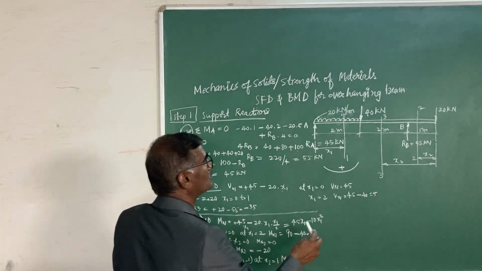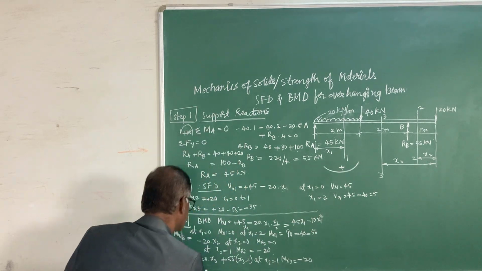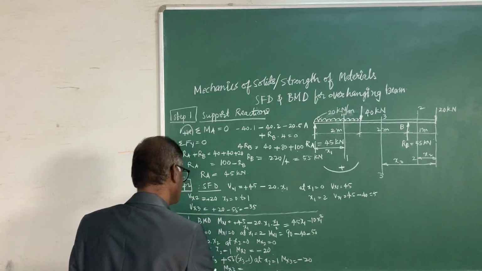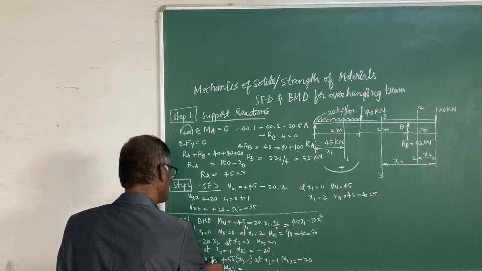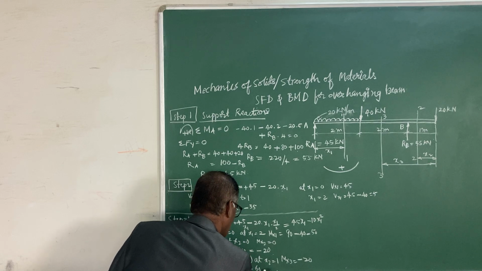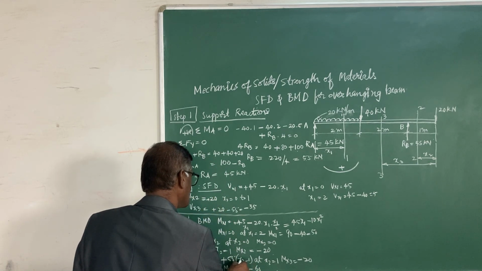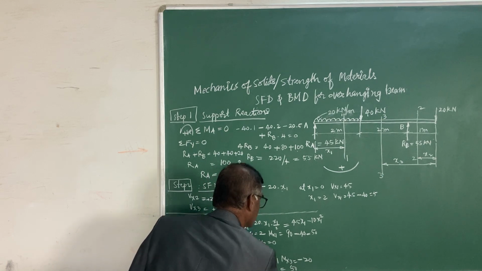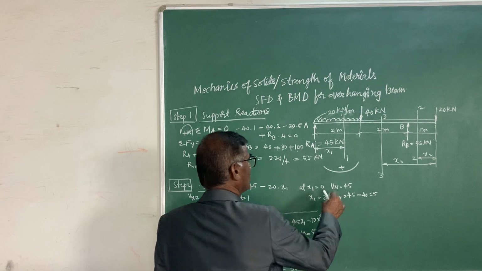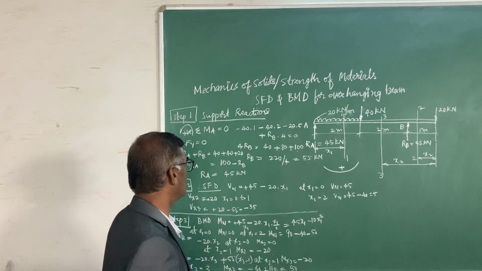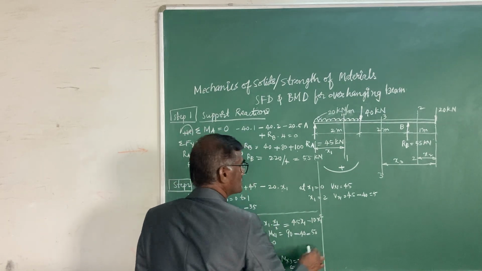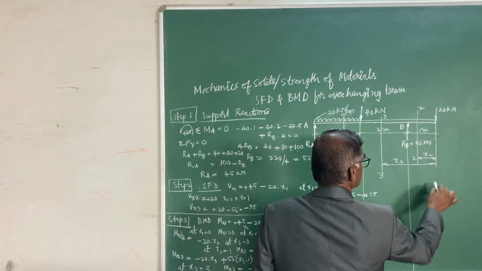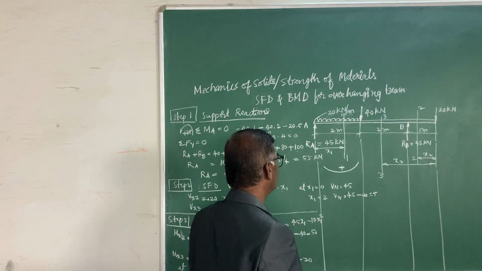At x3 equals to 3 meters, Mx3 becomes minus 20 into 3, that is minus 60, and 3 minus 1 is 2, 2 into 55 that is 110, plus 110. This value is 50. You got all the salient values at salient points, the values of SFD as well as BMD. Now you can proceed to draw. Let us draw the alignment lines. According to this, you will be drawing the SFD and BMD.